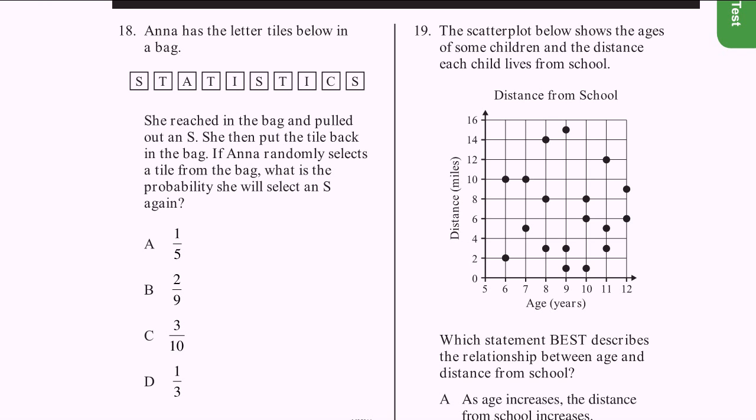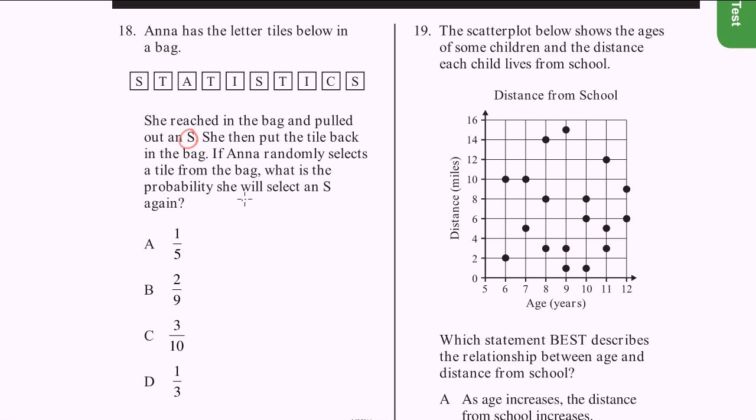Problem 18. Anna has the letter tiles below in a bag. And it's very interesting. It just happens to spell out statistics. She reached in the bag and pulled out an S. She then put the tile back in the bag. Okay, so all of them are still in the bag. If Anna randomly selects a tile from the bag, what is the probability she will select an S again?